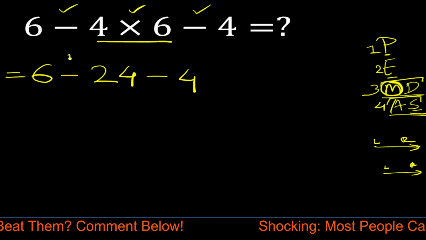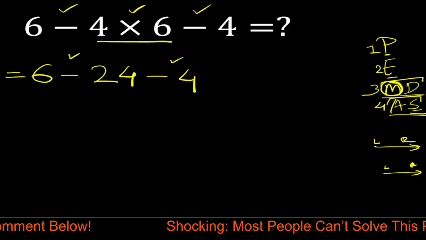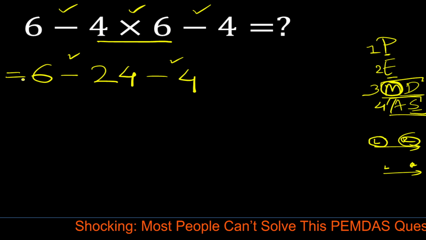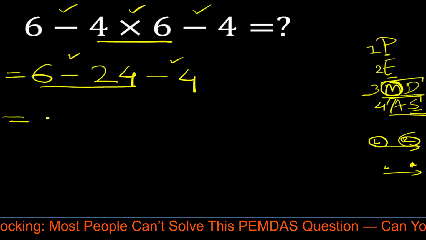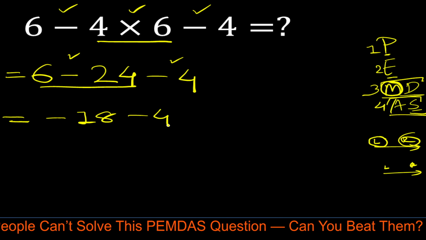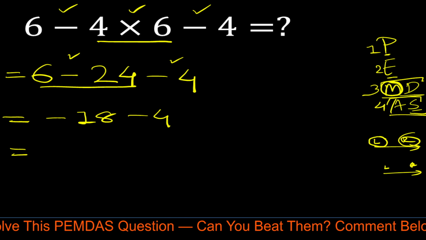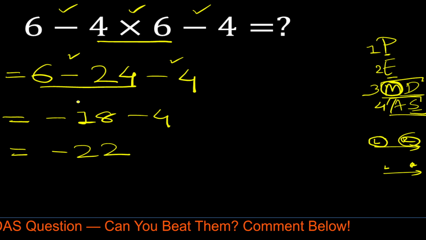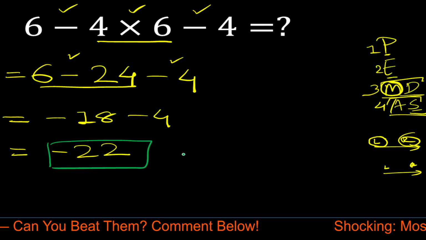So here we have one subtraction and here subtraction. So both have equal priority, so we have to solve it from left to right. So first we have to solve this subtraction, right? So 6 minus 24 is equal to minus 18 minus 4, right? Now minus 18 minus 4 is equal to minus 22, right? So the correct answer is minus 22.